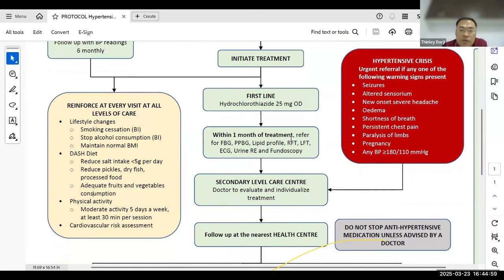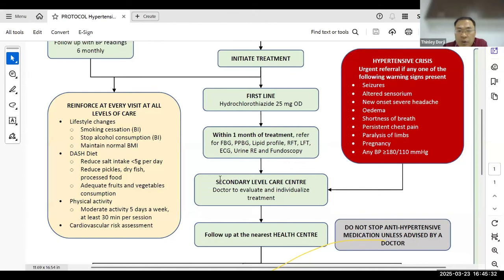Now, within 1 month of starting the treatment, if it's a big hospital, you do it in your hospital. But if it's a primary healthcare center, you refer the patient to a center to do this screening: fasting blood glucose, postprandial blood glucose, lipid profile, renal function, liver function, ECG. It can be a urine routine examination or urine albumin, and fundoscopy. This all will be done at a center where the facilities are available, and these reports are to be seen by the doctor upon completion.